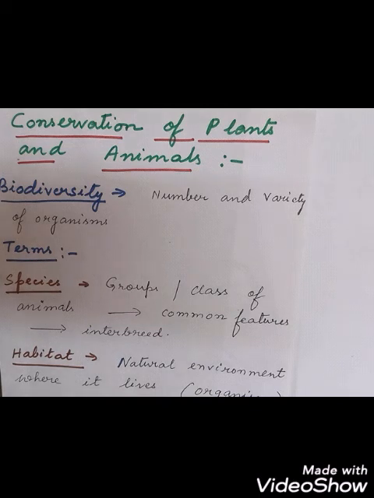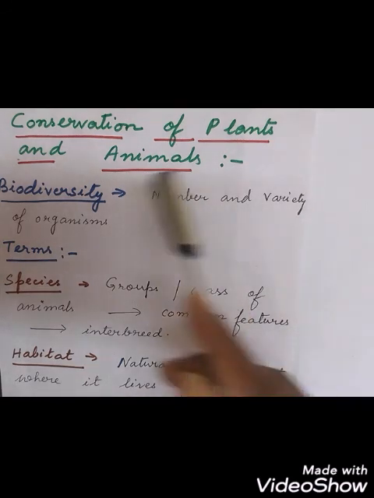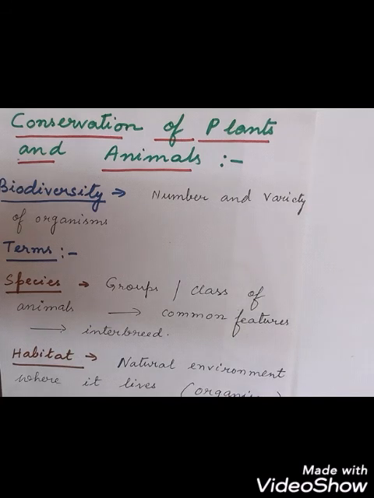So this number and variety of organisms which are living in the world today is called the biodiversity. Okay, so the number and the variety of organisms. Organisms include what? Both plants and animals. This total number of plants and animals together is called what? The biodiversity. This will include all the living organisms, microorganisms also.